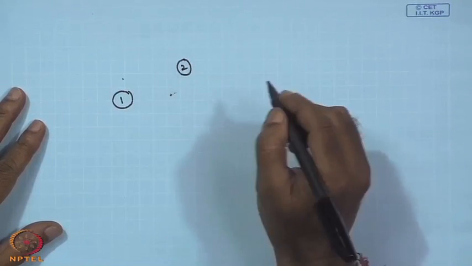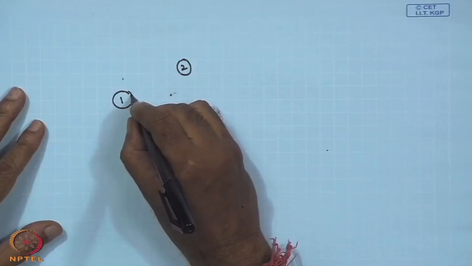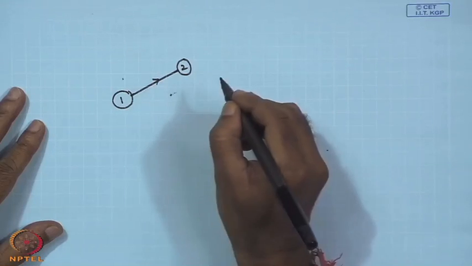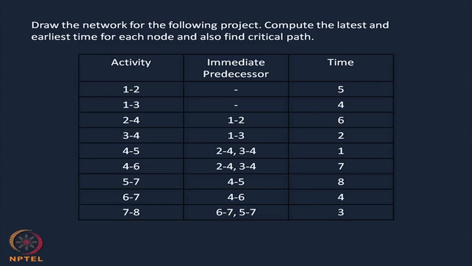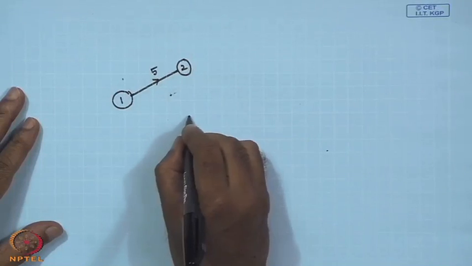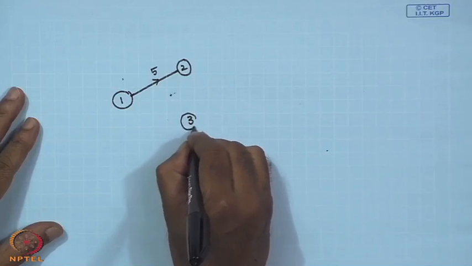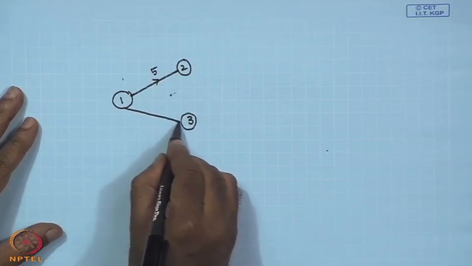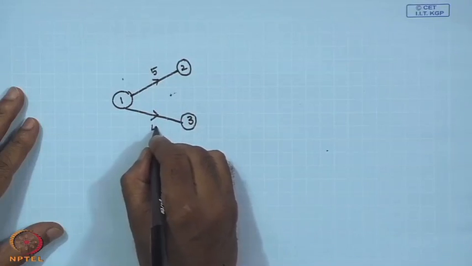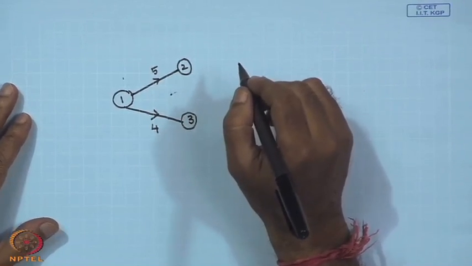Activity 1, 2 and activity 1, 3 have no immediate predecessor. That is, node 1 is basically the starting point. What is the time for activity 1, 2? The time for activity 1, 2 is 5, and similarly the time for activity 1, 3 is 4, and for activity 1, 3 also there is no immediate predecessor. So, we are writing activity 1, 2 with time Tij as this. Now, activity 1, 3 you also draw, there is no immediate predecessor, and the time taken is 4.